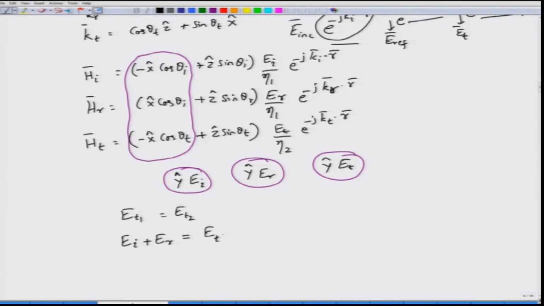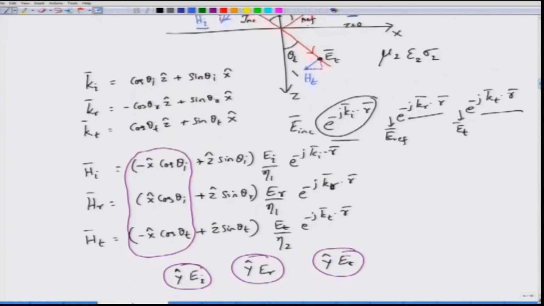Is that correct? Have you written it correctly? Well, there is a small catch here. I will tell you what the catch is. This equation as we have written is wrong, because we forgot the phase factors. Let us put down the phase factor here. So this equation actually has to be written as Ei e to the power minus j.